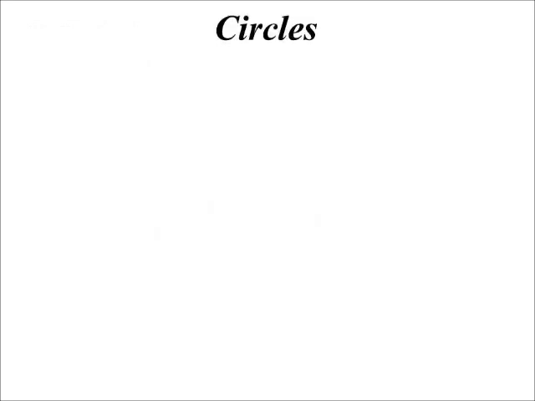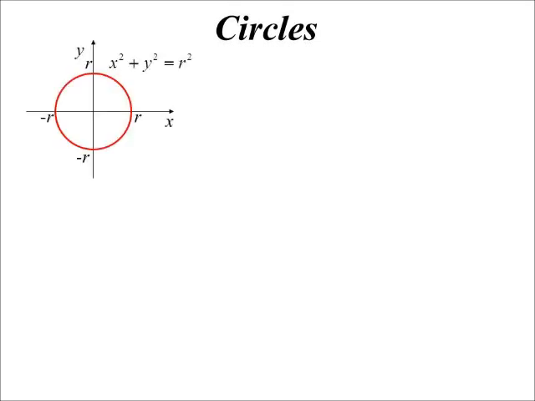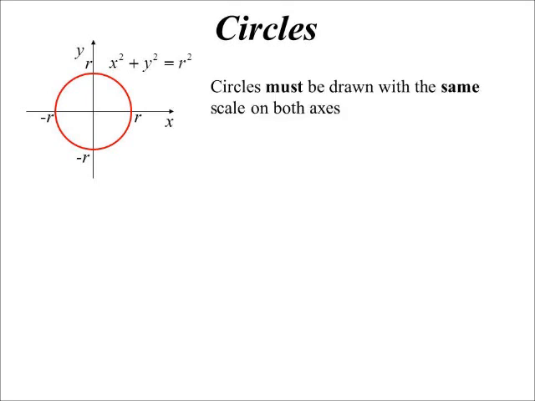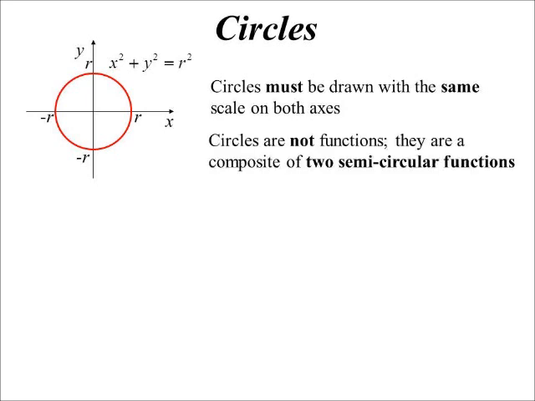All right, so the next interesting shape, it's not a function, it's just a relation: our circles. And the most basic circle is the one centered at the origin. You may recall we get x squared plus y squared equals the radius squared. It's really important with this one that the scale's the same on both the x and the y axes, otherwise it will look like an ellipse rather than a circle. But as I say, they're not actually functions. They're composed of two functions: the top semicircle and the bottom semicircle. Those would be functions. So how do you recognise it?